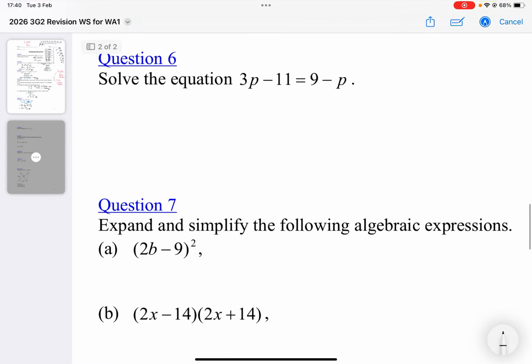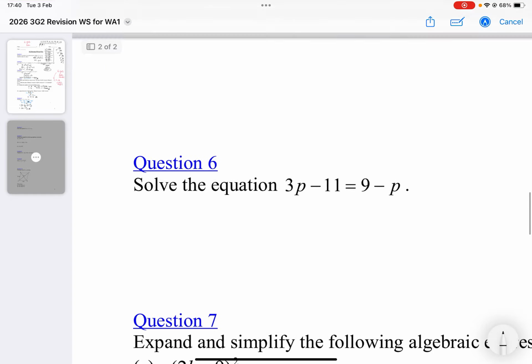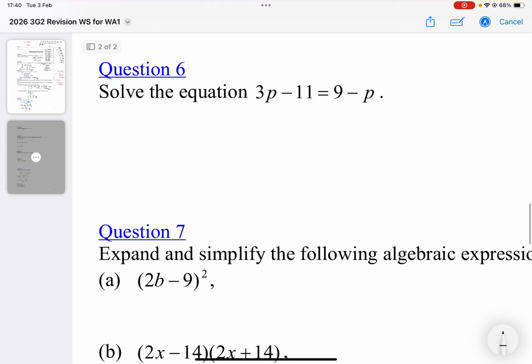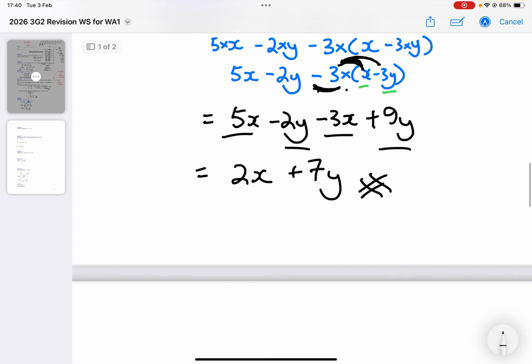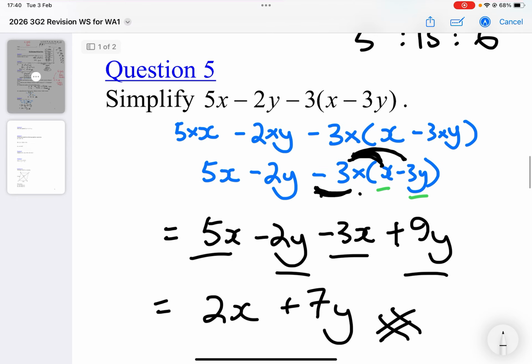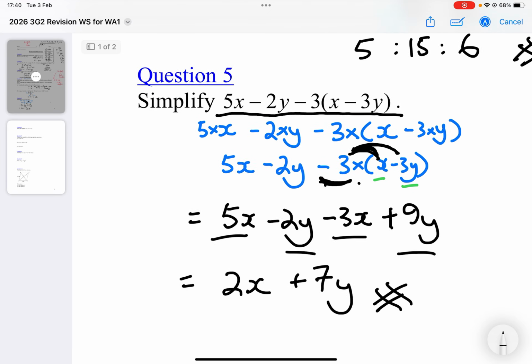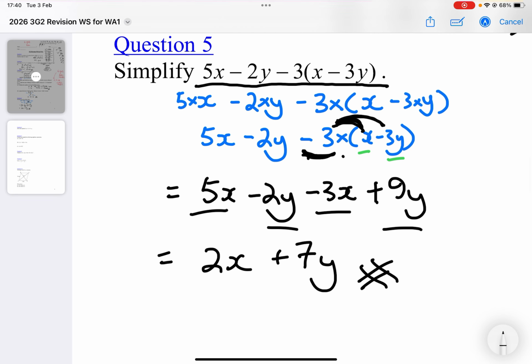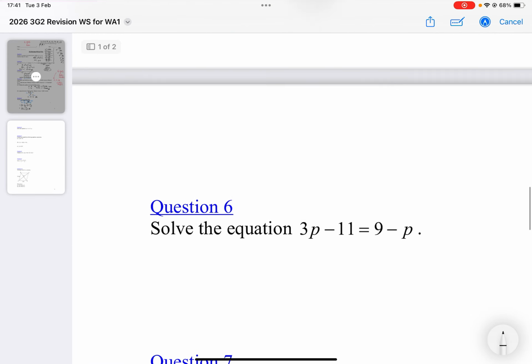Okay, question 6. Question 5 is also algebra. Question 6 is also algebra, but they are very different. Number 1, this one is simplify. So there is no change to this line. I just make this original line look simpler. I am not changing it in any way. So my answer 2x plus 7y is actually the same as what they give me. They are the same, just look simpler. Simplify.